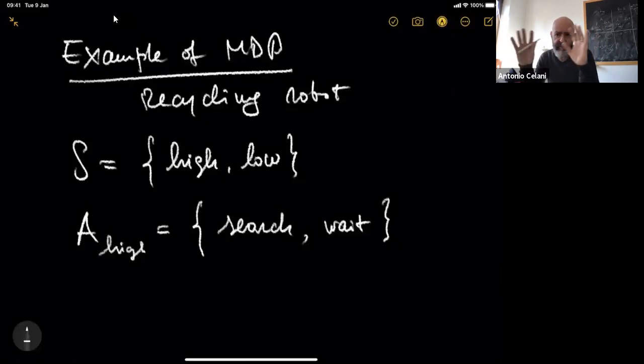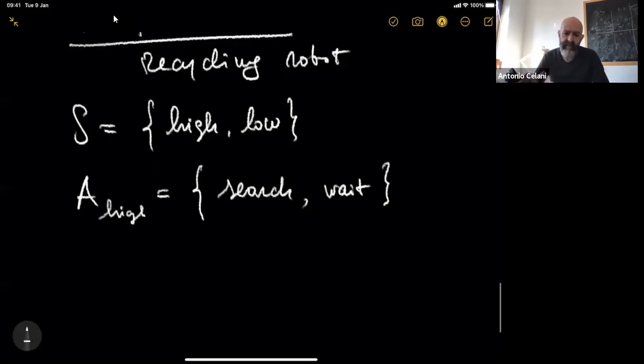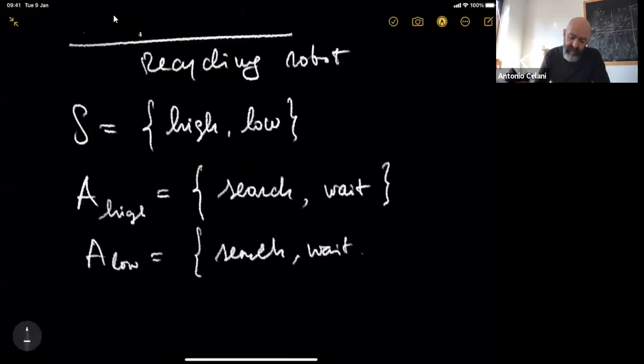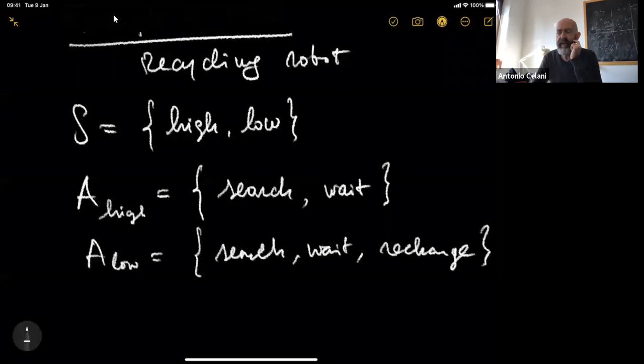But of course, you can build up your own set of states and actions as rich as you want. But I'll just consider this particular example. There might be other more sensible choices. I agree. So when it's low, it's very similar in the sense that the kind of things that you can do when you're low on battery, you can do the same things, but you can also go and recharge. Okay, there's a third available action.